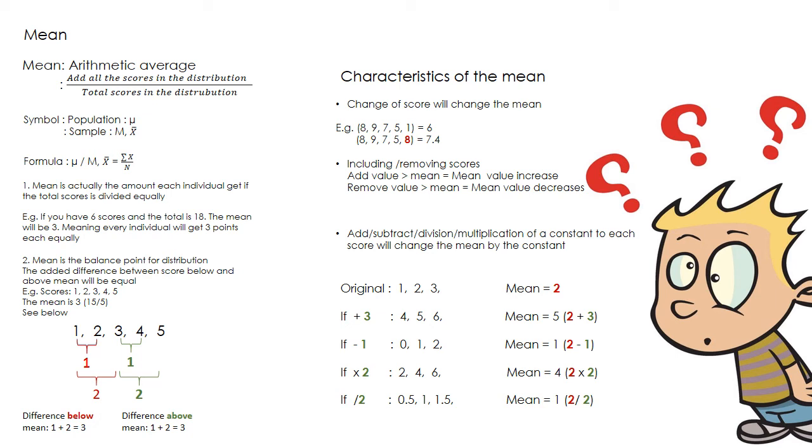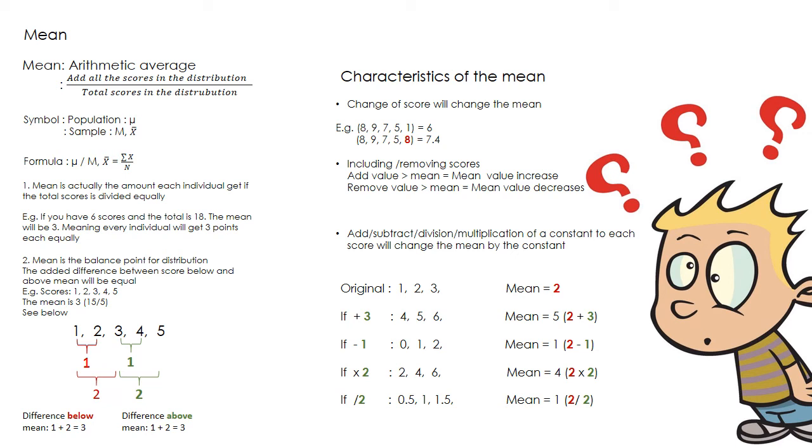When you add a value that is greater than the mean, the mean will increase. As you notice above, I added a value of 8. 8 is actually bigger than the initial mean value. So what happened to the new mean value? It increases. When you remove a value that is greater than the mean, the mean will decrease. So this is actually what happens when you play around with the mean.